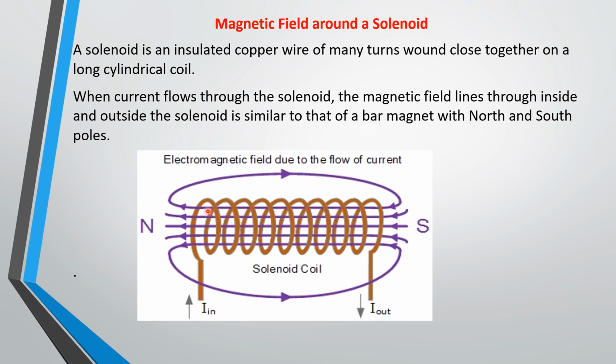So when current flows through the solenoid, the magnetic field lines around the solenoid are similar to those of a bar magnet with a north and south pole, and that is exactly what you have here. The magnetic lines of force, just like in a bar magnet, flow from the north to the south. So this is the south and this is the north pole. This is the picture of a solenoid and the magnetic lines of force around it. The way they are with a bar magnet is also how it is with a solenoid.